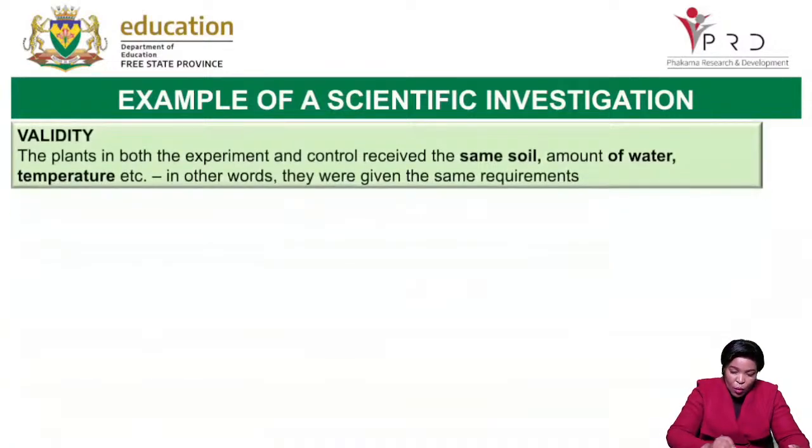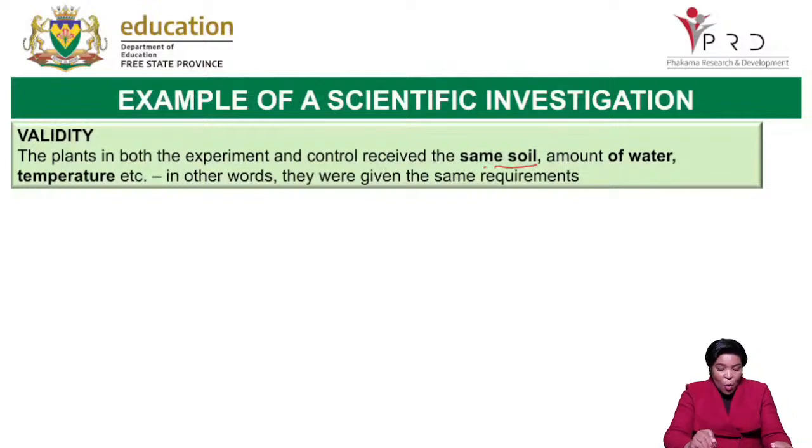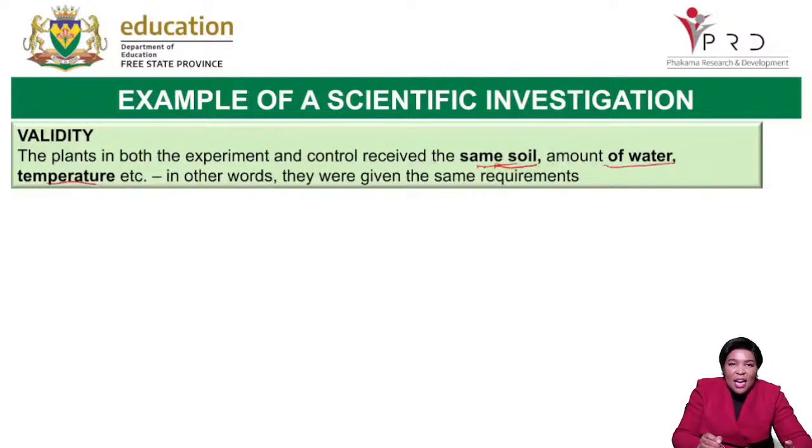Now, the plants in both the experiment and the control received the same amount of soil. When they talk about the same amount of soil, they are talking about the controlled variables, the fixed variables, and these are the ones that make your experiment valid. So your validity is here. Same amount of soil, same amount of water, same temperature in the same room. All of these are other variables that were kept constant. In other words, they were given the same requirements, except for the one which was tested, which was light.